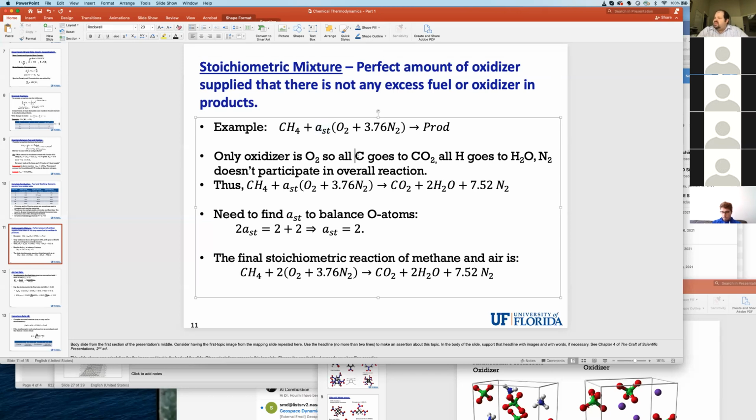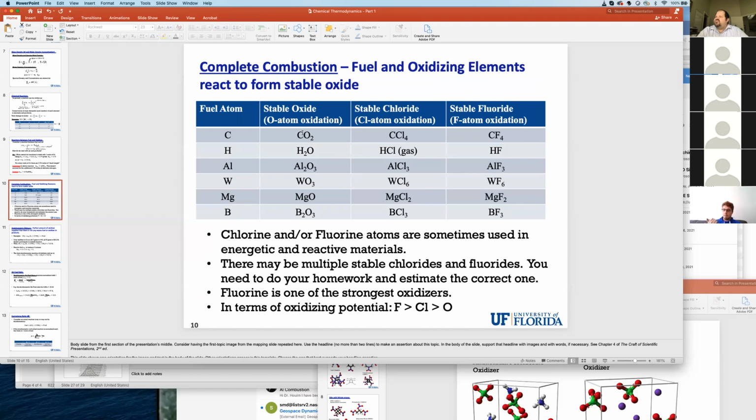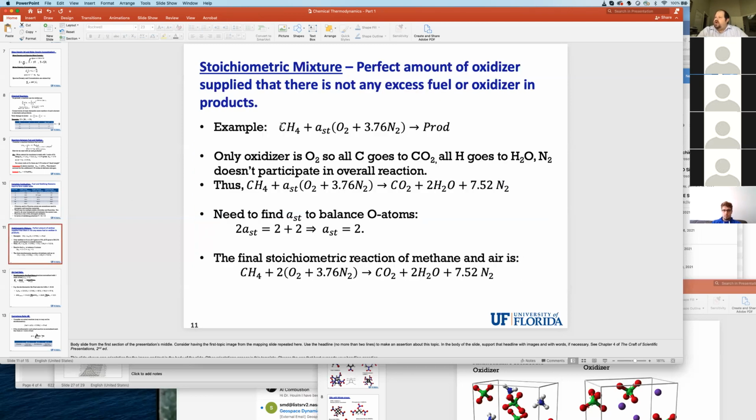If it burns completely, we can go back to that table and find that when carbon reacts with oxygen, the stable oxide is CO2, and when hydrogen reacts with oxygen, the stable oxide is H2O. That basically means that all carbon atoms on the reactant side will go to CO2, and all hydrogen atoms will go to H2O. If we apply that rule, we have one carbon atom, and the number of carbon atoms has to be the same, so we produce 1 mole of CO2. We have four hydrogen atoms, so we produce 2 moles of H2O.